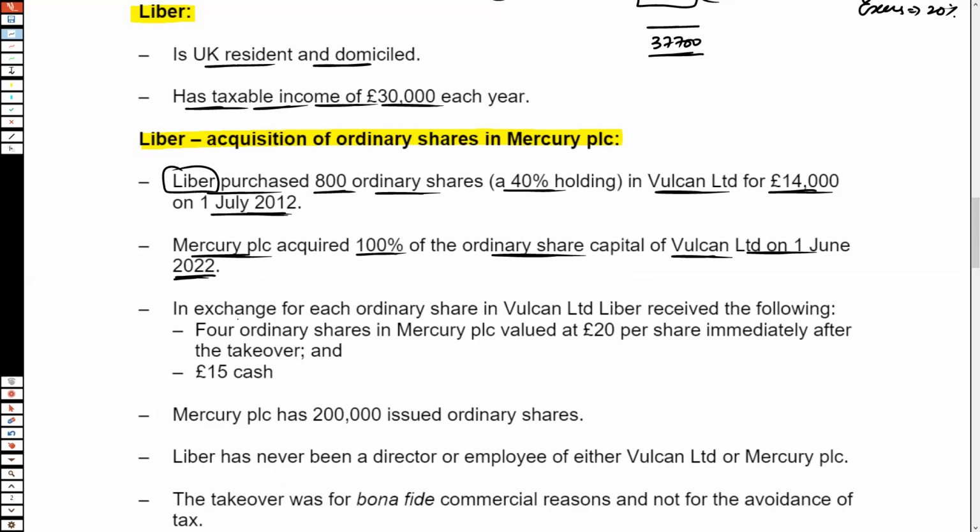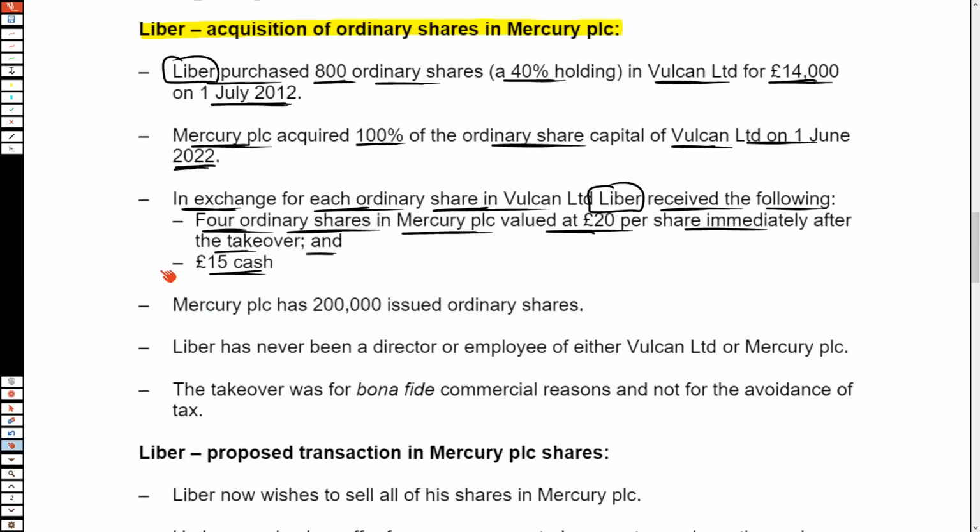In exchange for each ordinary share in V Limited, Libor, the person, received the following, that is basically a share for share exchange transaction: 4 ordinary shares in MPLC valued at 20 per share immediately after the takeover, and 15 cash. Mercury PLC has 200,000 issued ordinary shares. Libor has never been a director or employee of either V Limited or M Limited.